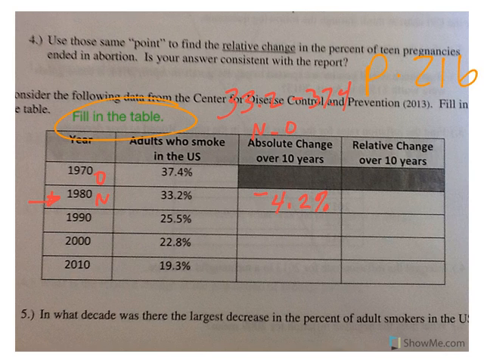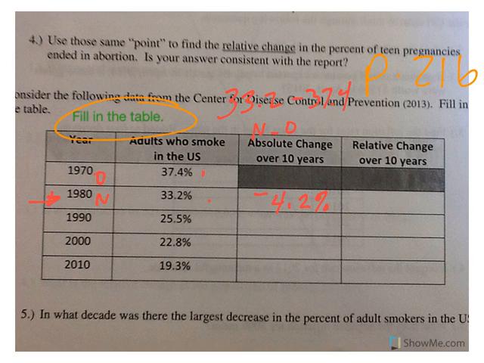And again, these are like percentage points. You put 100 adults in a room. In 1970, 37.4 of them would smoke. In 1980, 33.2 of them would smoke. So 4.2 less people smoke, or less adults smoke, excuse me.